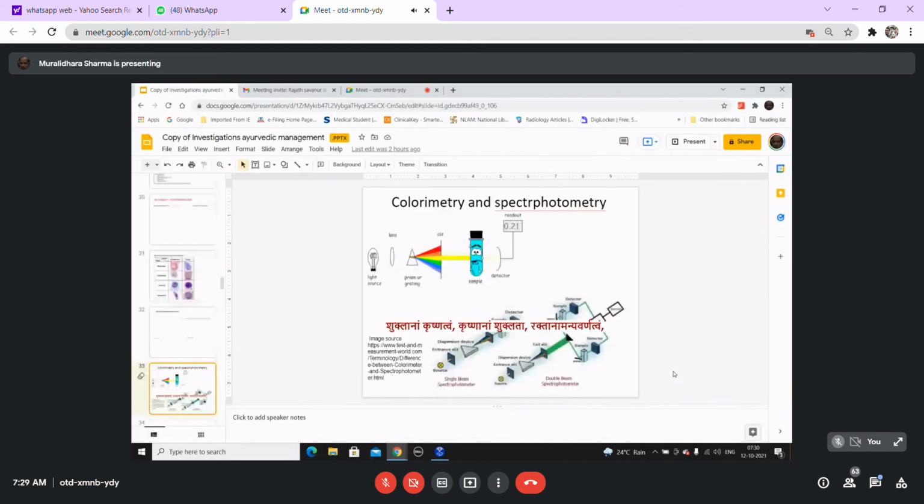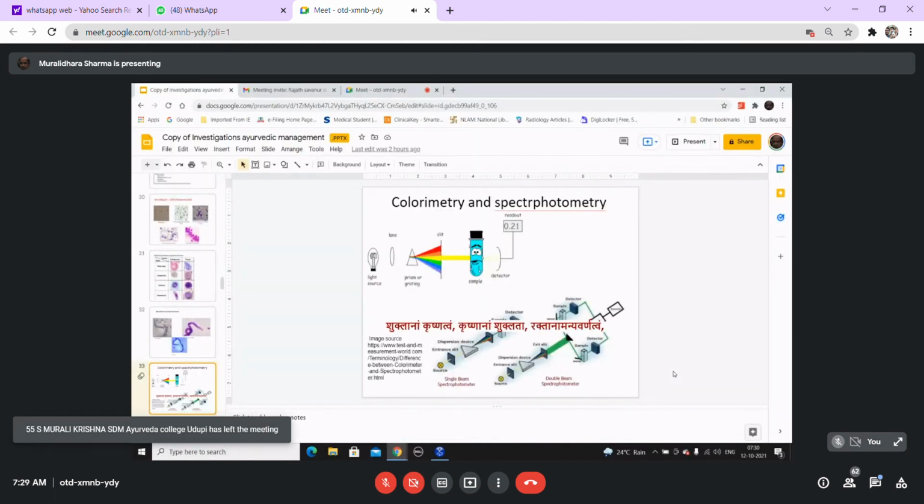I think we will conclude today, and next we will continue with colorimetry and spectrophotometry, and the abnormalities of the color further. If there are any questions, I think.